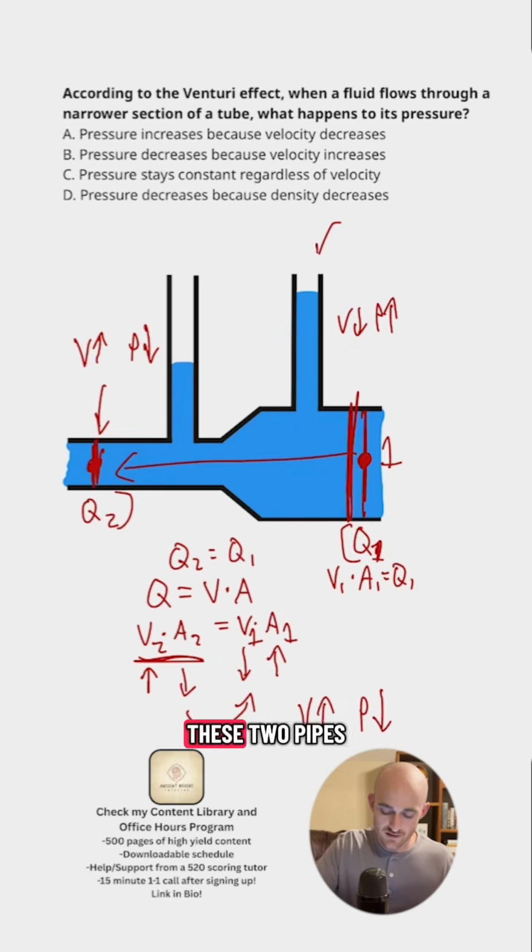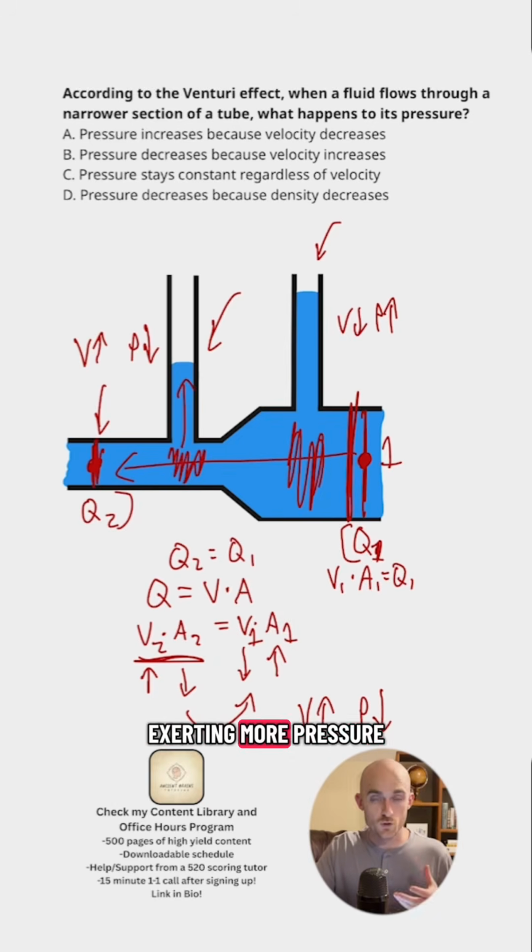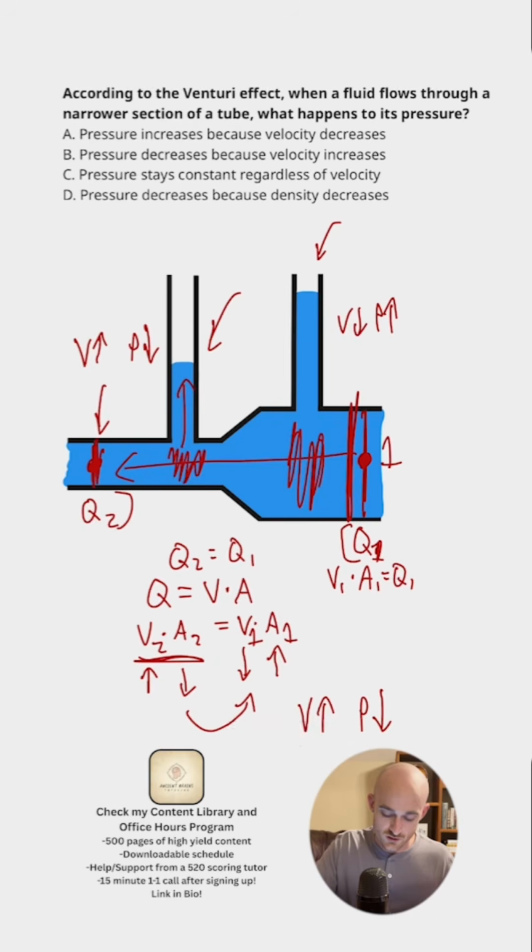That's also what these two pipes are showing. Since the fluid over here is exerting less pressure, it's not pushing the fluid up this pipe as much. But over here, the fluid is exerting more pressure because it's moving more slowly. So it's exerting a lot of pressure on that fluid, and that's why that fluid moves up higher in these pipes. So whenever there's more pressure, the fluid moves up higher compared to where there's less pressure.